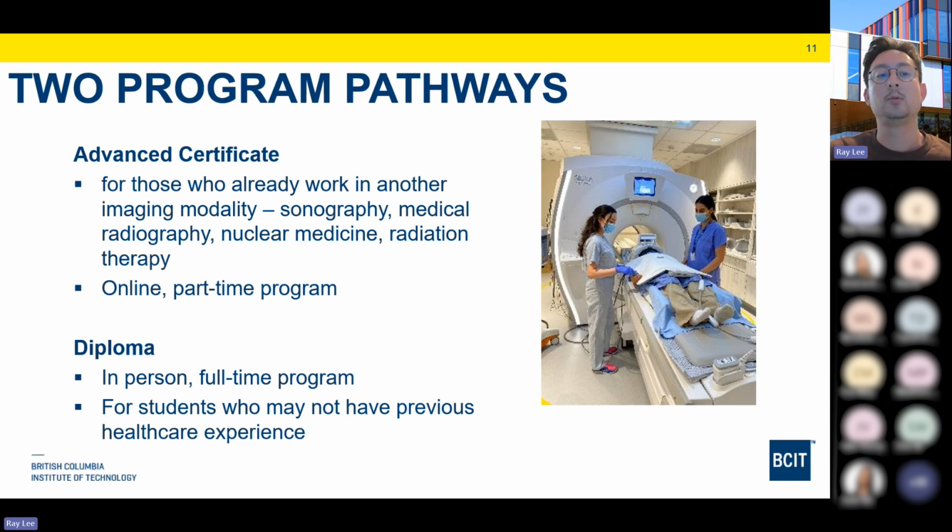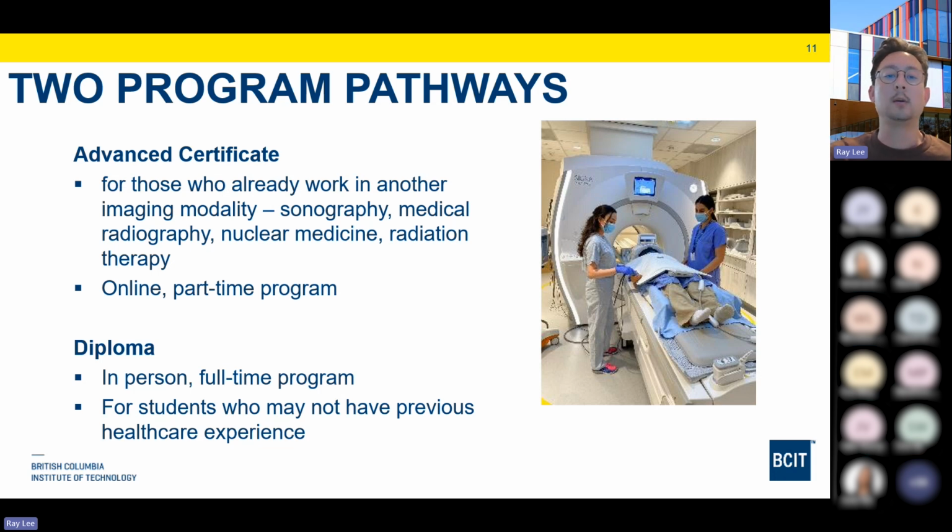we're going to jump into the 2 programs that we offer at BCIT. We're first going to start with the MRI Advanced Certificate, and then we'll go into the MRI Diploma program. So just to give a bit of background before we get into the Advanced Certificate: the Advanced Certificate program is a second discipline program. It's for those individuals that already work in the healthcare field with a background in an imaging modality, such as sonography, medical radiography, which is X-ray, nuclear medicine, and radiation therapy. This advanced certificate program is offered online and it is considered a part-time program.